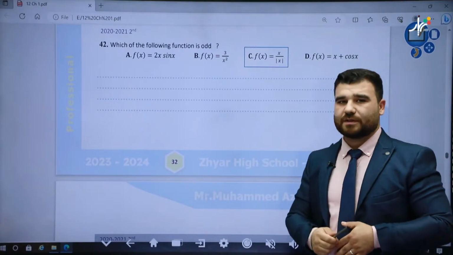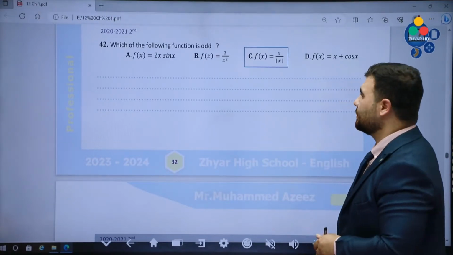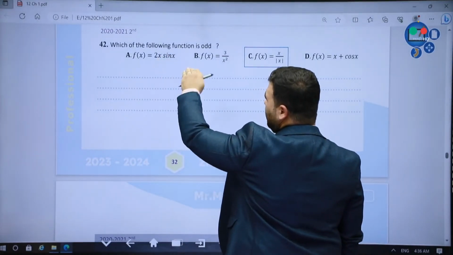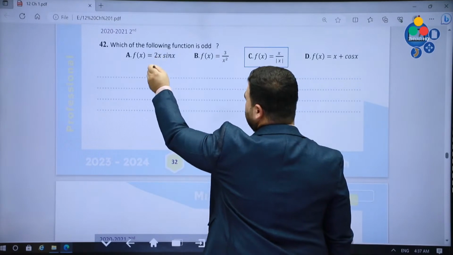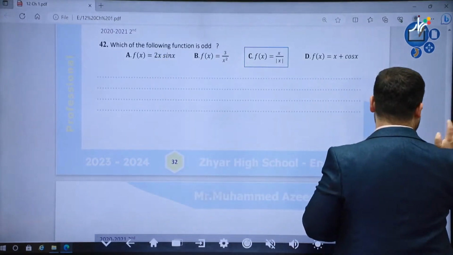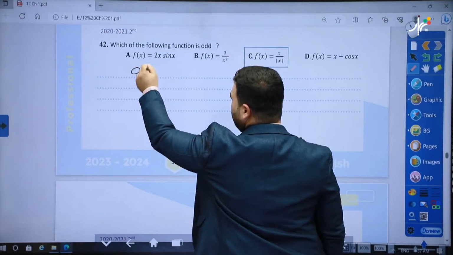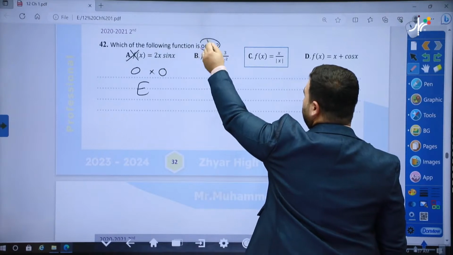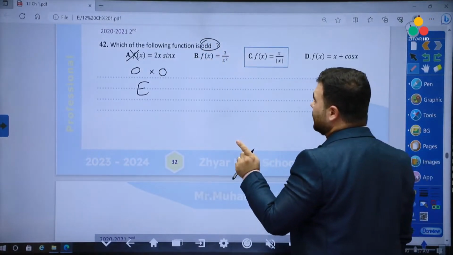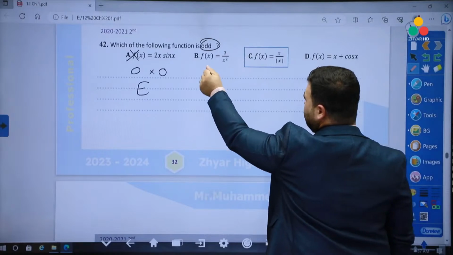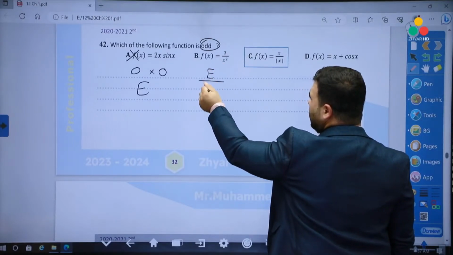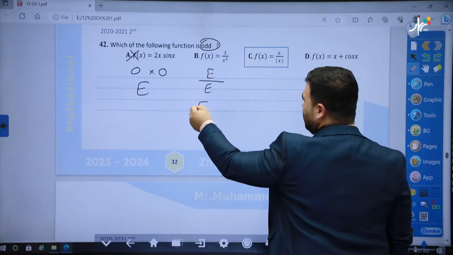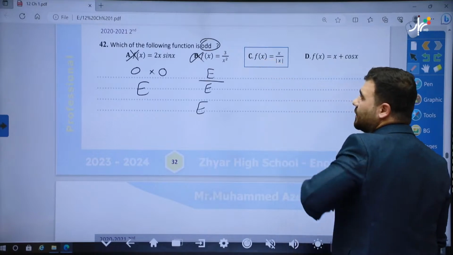Question 42. Which of the following functions is odd? This is a very easy question. We said x is odd, sine is odd, odd times odd is even. This is an even function. This is not what we want. We need odd. This one, a number alone, is even. Even divided by even, x power 2 is also even, makes the result even. We don't want this. We want something odd.